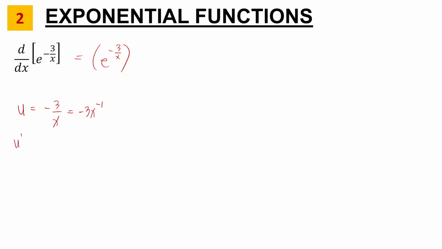And the derivative of our u is just equal to negative 1 times negative 3 x raised to negative 2, or simply 3 over x squared. So we multiply it with the derivative of the u, that is 3 over x squared. And we have the derivative of this one, 3 over x squared times e raised to negative 3 over x.